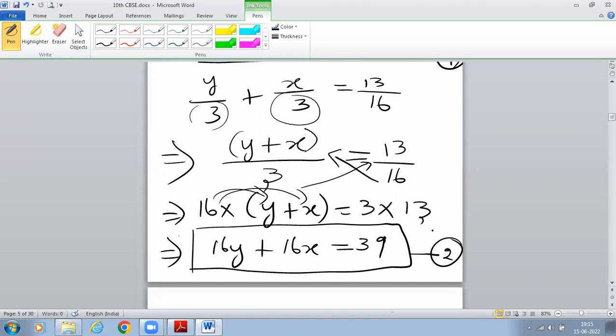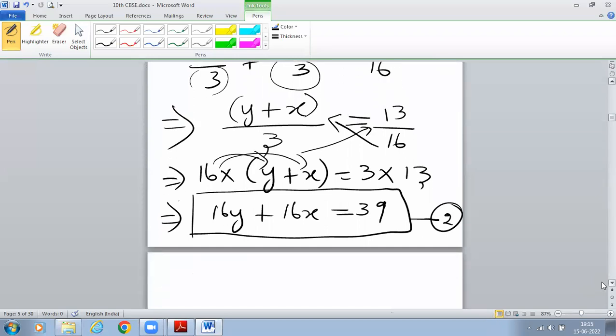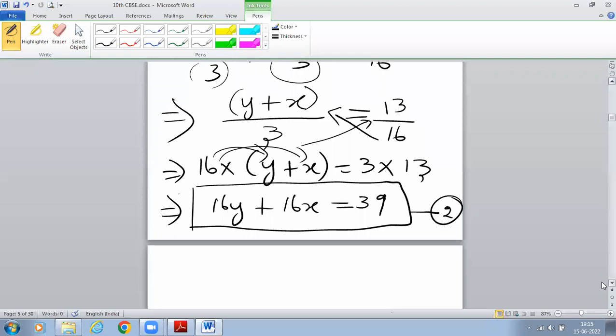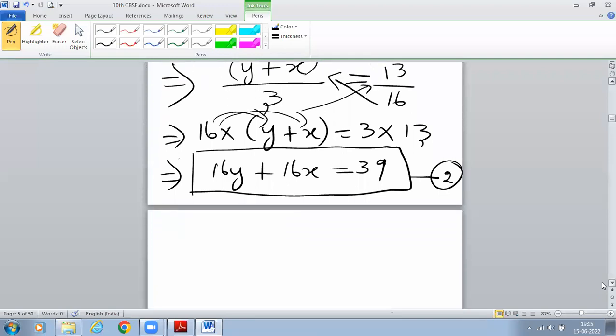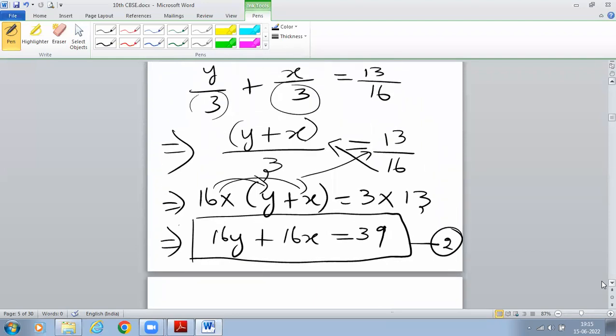Done, sir. Okay, now I'm going to scroll down. Listen, now we have two equations. In the given equations, the coefficients of x and y were rational numbers, that is, in p by q form. But now we have changed the two equations into this form, where the coefficients of x and y are integers.